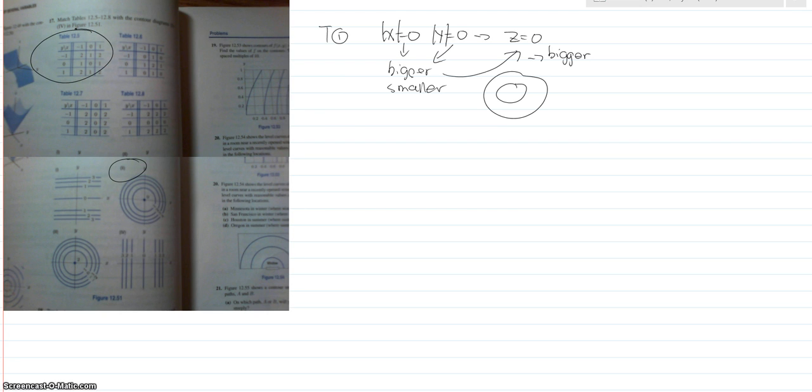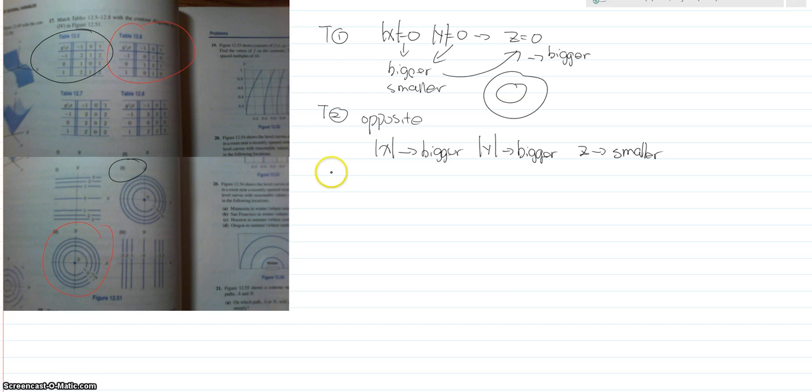Now look at the second table. Table 2 is the exact opposite of table 1, in which, as the absolute value of x gets bigger and the absolute value of y gets bigger, z actually gets smaller. So therefore, table 2 will be graph 3.